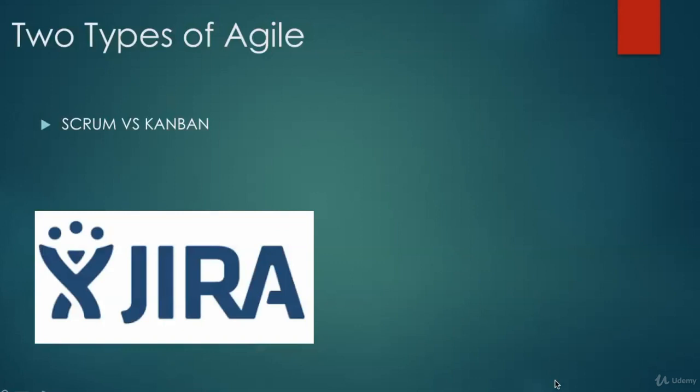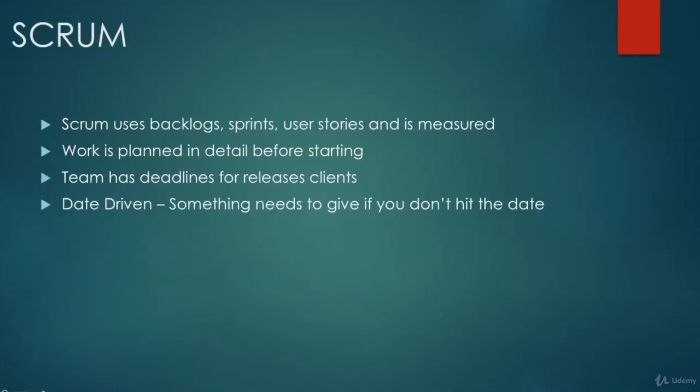So first, we're going to talk about SCRUM versus Kanban. So with SCRUM, you use backlogs, sprints, user stories, and it's measured. The backlogs is where most of your tasks will be. You make them into sprints, and you use user stories to put into the backlog. The work is planned and is detailed before starting.